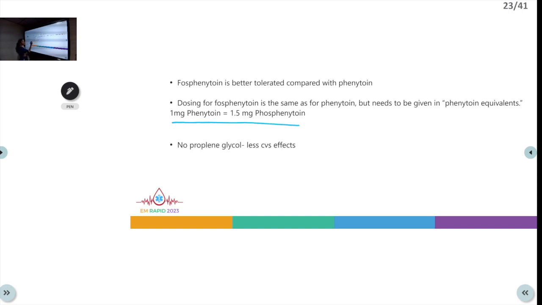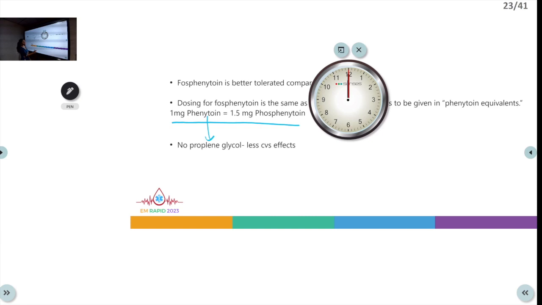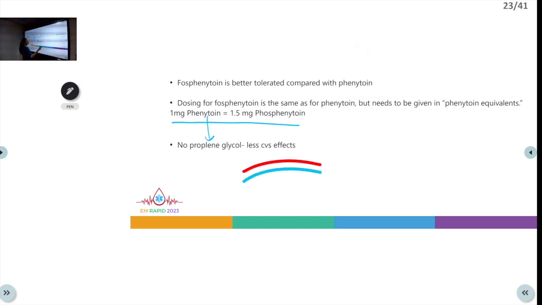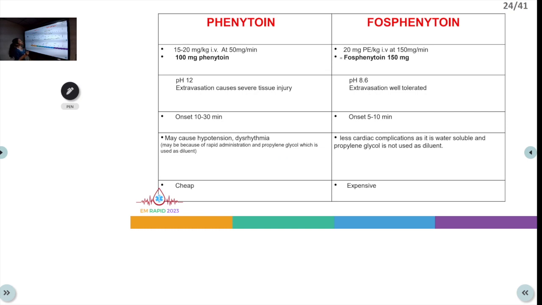Another thing is there is propylene glycol in phenytoin, and that is not there in fosphenytoin. Propylene glycol usually causes cardiovascular side effects, so that will not be there in fosphenytoin. As we discussed, the dose of phenytoin is 15 to 20 mg per kg and fosphenytoin 20 mg per kg. So 100 mg phenytoin is equal to 150 mg fosphenytoin, and extravasation and severe tissue injury will happen with phenytoin, and extravasation is well tolerated with fosphenytoin.